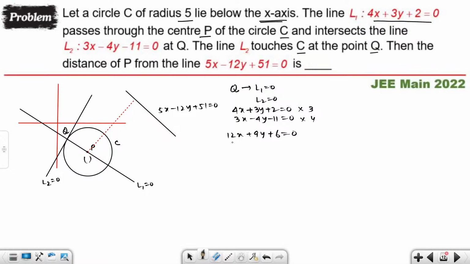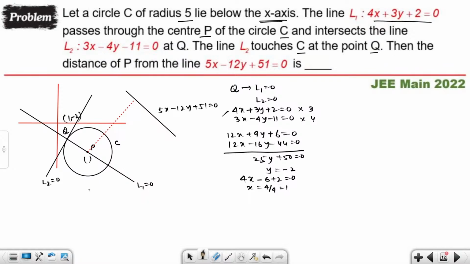And the second one is coming to... so if we subtract, we are going to have, so we are getting y as minus 2. Okay, so y as minus 2. Now if I put it in the first equation, we are going to have, so x is coming to 1. Okay, therefore the coordinate of Q is nothing but 1 comma minus 2.